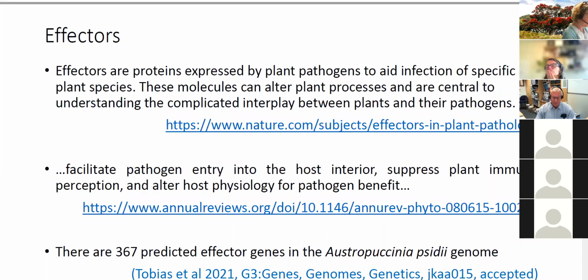So a definition of effectors: they are relatively small proteins and they're expressed by plant pathogens to aid infection of specific plant species. So they tend to alter plant processes and drive the interaction between plants and their pathogens. Now we need to remember that we're dealing with a biotrophic pathogen in Austropuccinia. So that's a pathogen that keeps its host alive, doesn't kill it to reproduce, it keeps it alive.